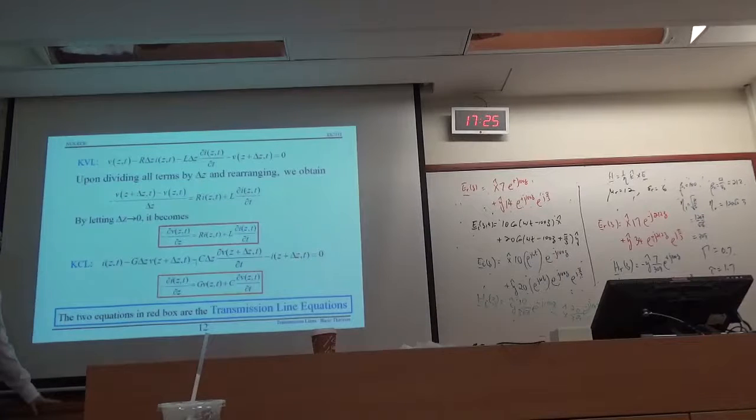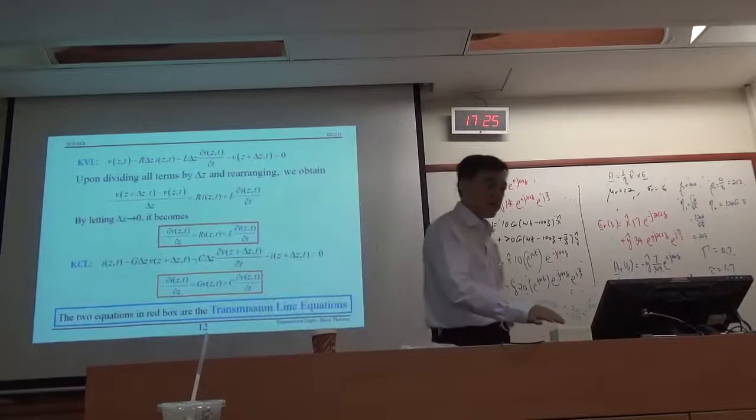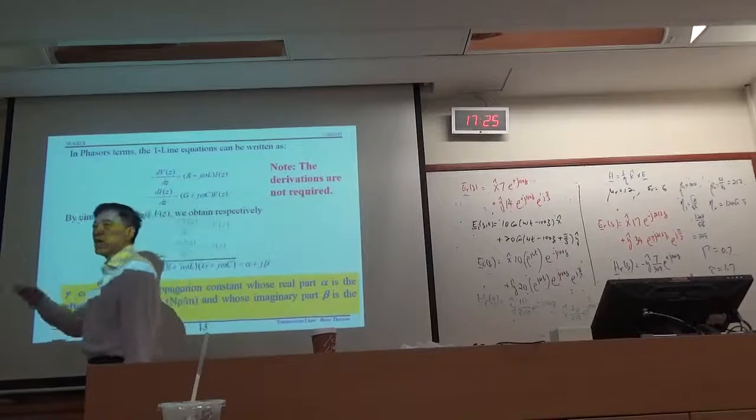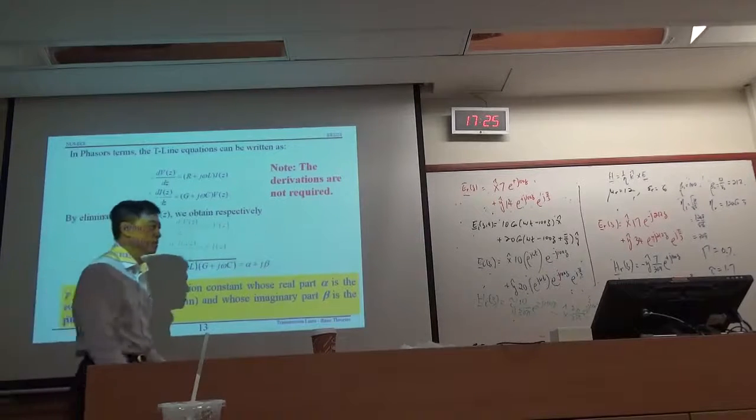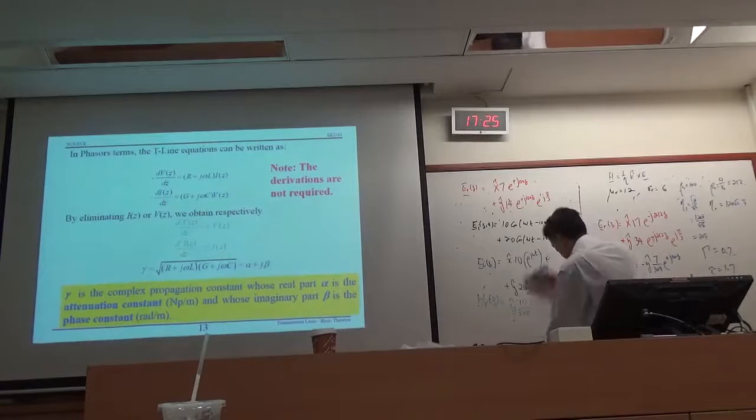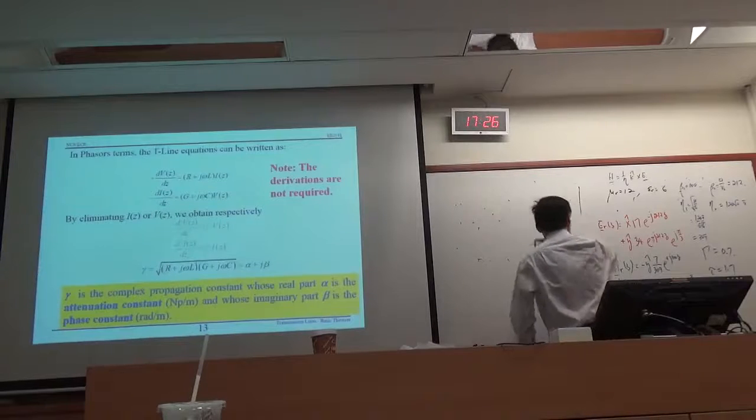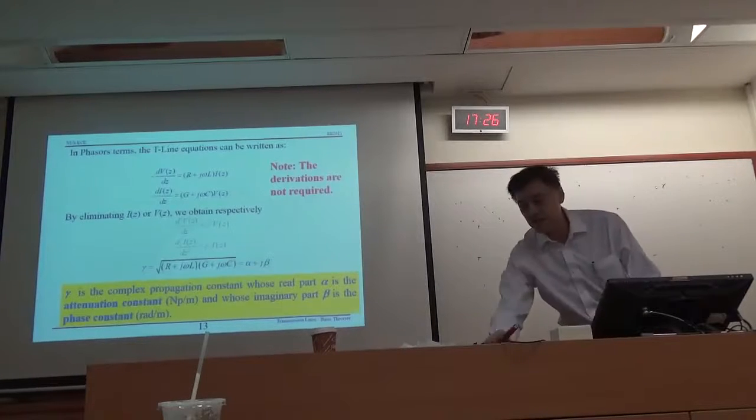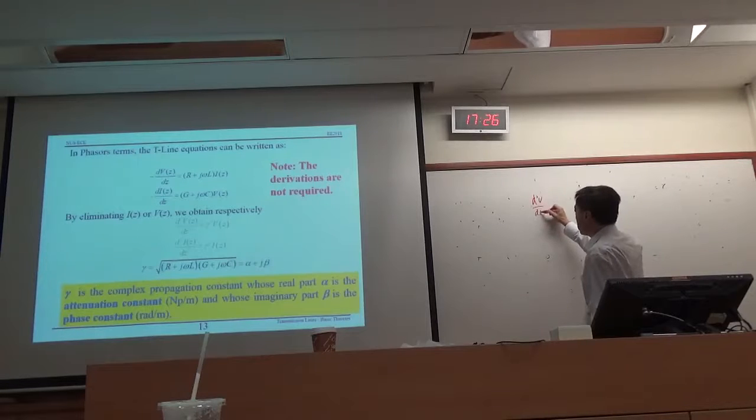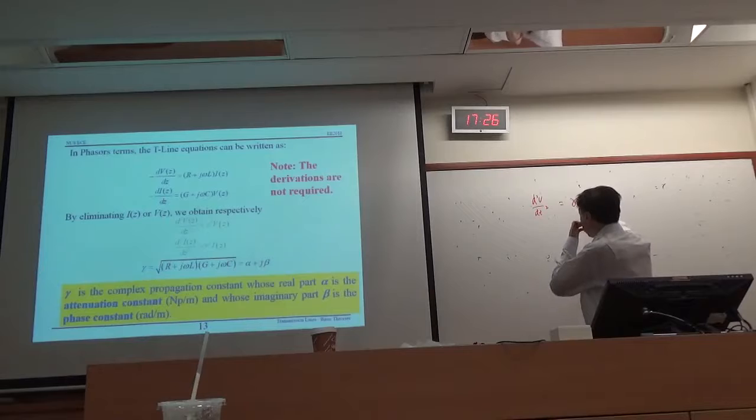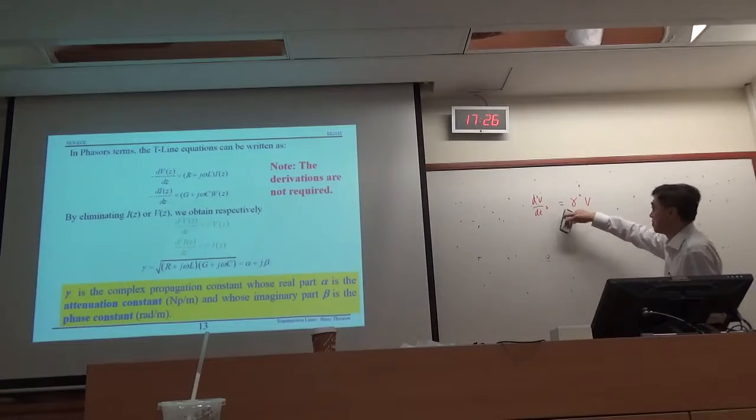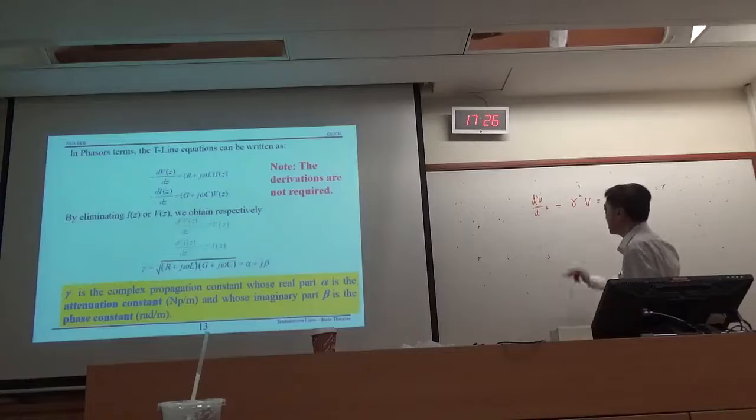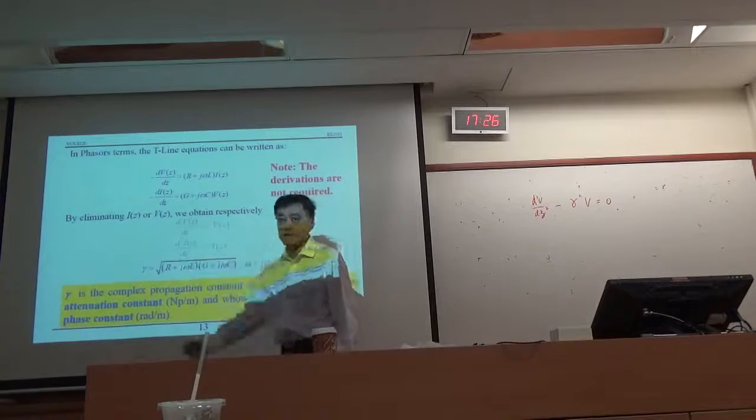If we differentiate the two equations with respect to Z one more time and combine them, we arrive at these equations. Here we have d squared V dz squared equal to gamma squared V, or d squared V dz squared minus gamma squared V equal to 0. Sorry, not dt, dz.